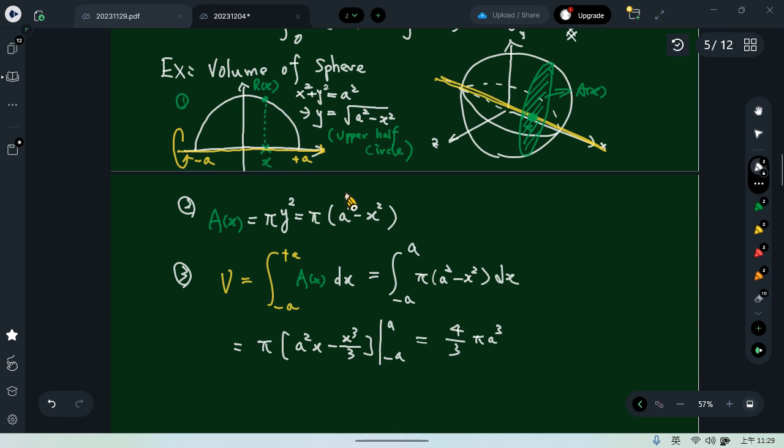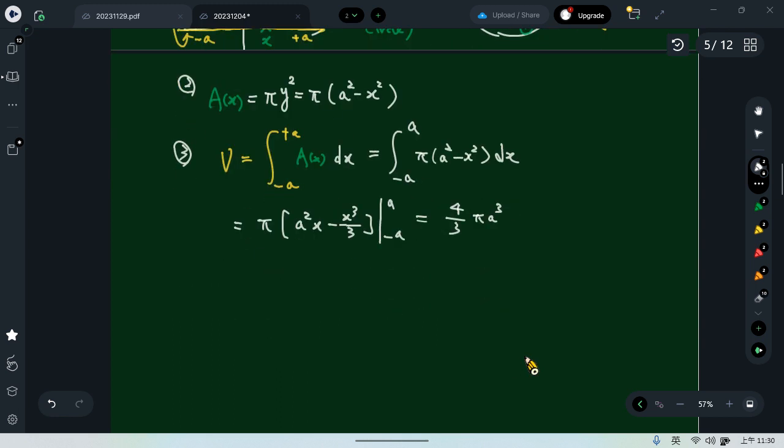So we need to focus on each A of x. The A of x will be pi y squared, which is equal to pi times (a squared minus x squared). So after that, we already know how to calculate A of x. Then we just integrate them together from minus a to positive a. Then you can get the final result. I'm not sure if you remember your formula. For the area of a circle with radius a, the area will be pi a squared, right?